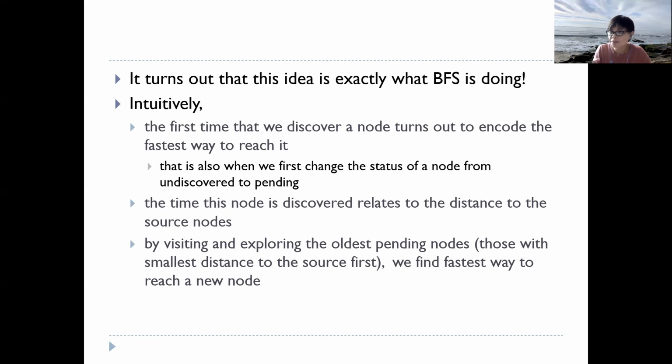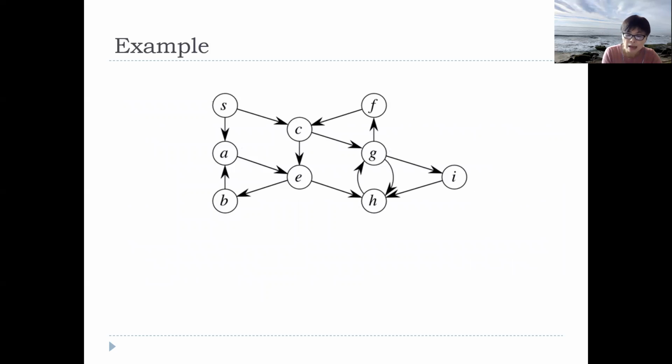Basically, in the previous example, from S, after we reach A and C, you can think that these are all at distance 1 from the source. Then we will explore the oldest ones, namely those at distance 1 away from the source node first, to get a new node. And this guarantees that when we discover a new node, this is the shortest way to reach it.